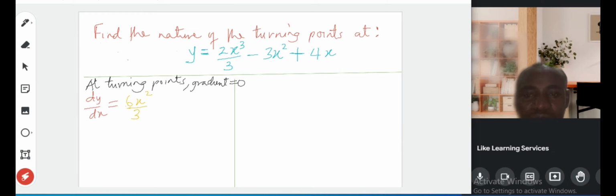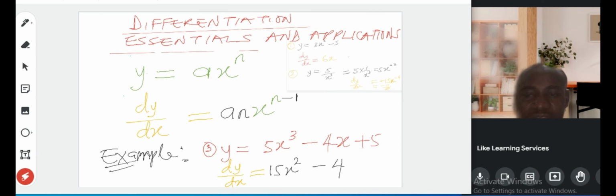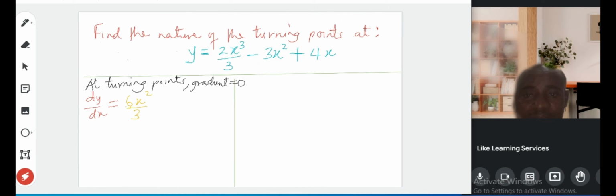Remember the general rule. If y equals ax raised to power n, dy over dx is n comes down to multiply a, and then we remove 1 from the power of n. That's the rule I'm applying here. 3 comes down to multiply this coefficient, so 3 times 2 over 3 is 6 over 3, and we remove 1 from the power of 3. We apply the same thing here. 2 will come down to multiply 3, and that will give us 6x, because after we remove 1 from the power, it will just be 6x. So this is minus 6x, then this one will just be plus 4.